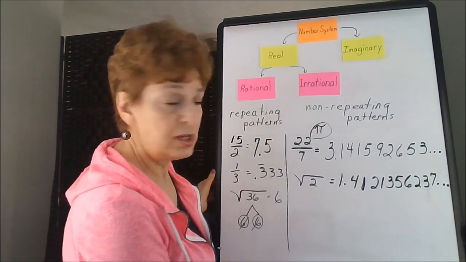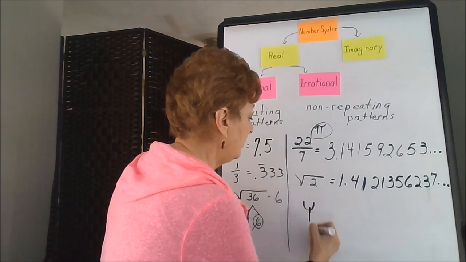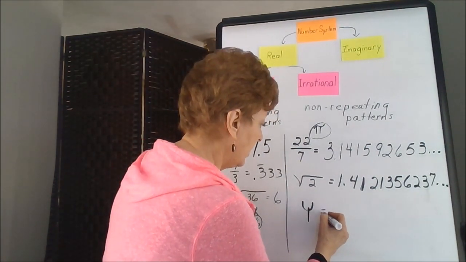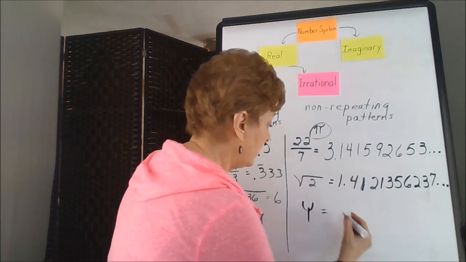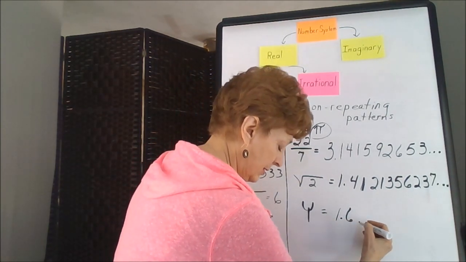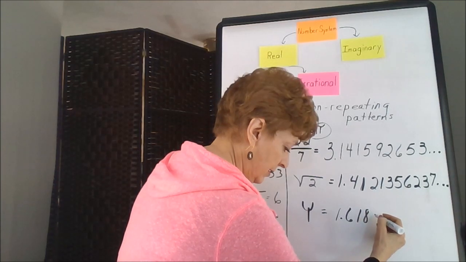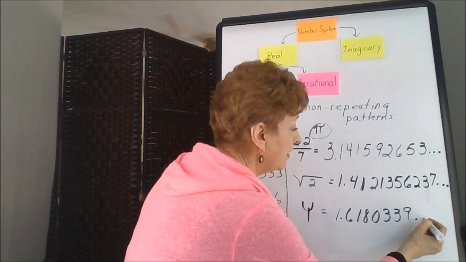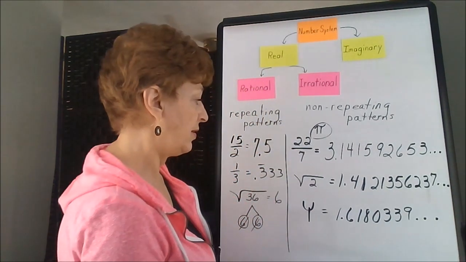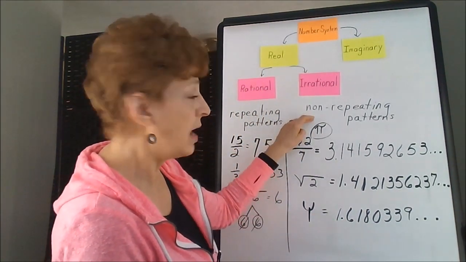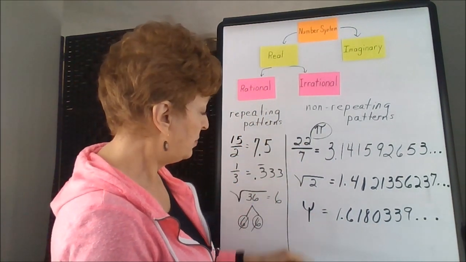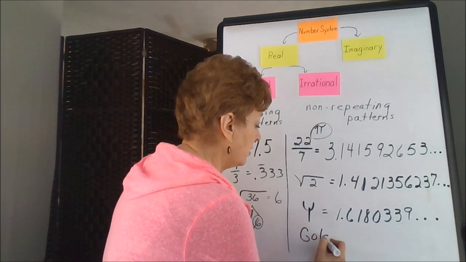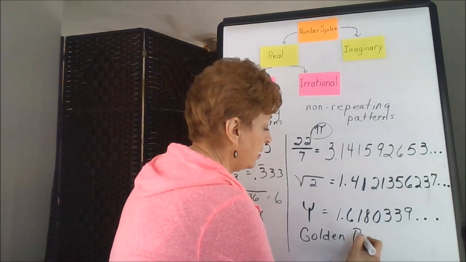Another symbol that's used, this is another Greek letter, phi, and that one has a decimal equivalent of 1.61803 3, 9, and it kind of spirals out there into space too with its non-repeating pattern. This particular symbol is connected with something called the golden ratio.